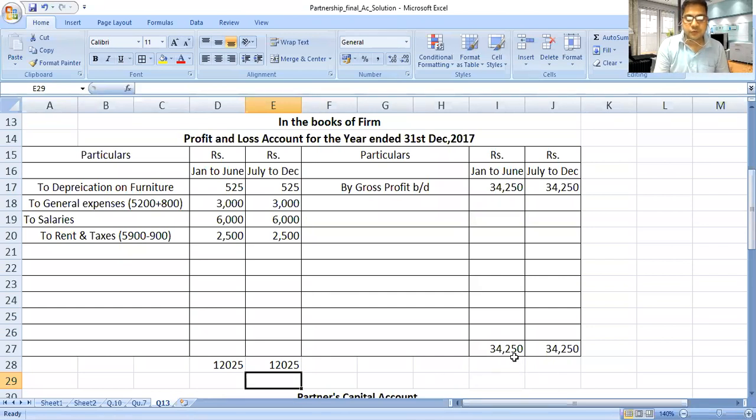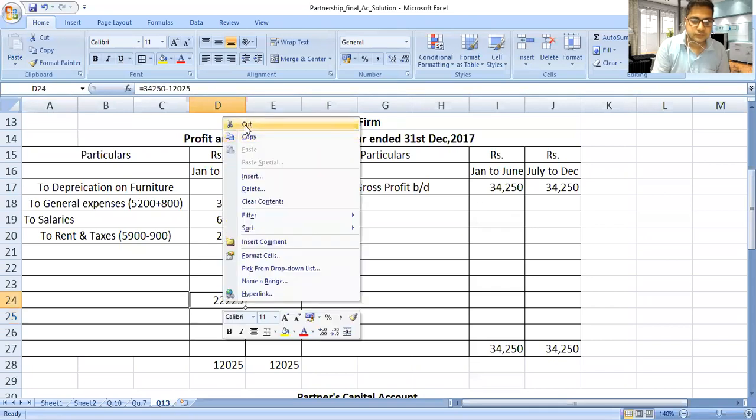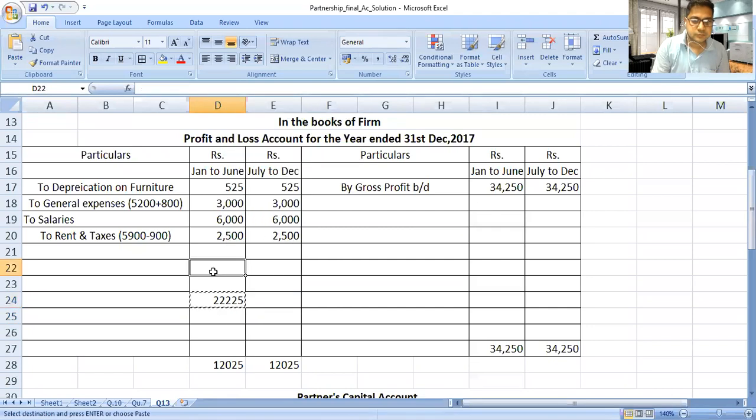Now from 34,250 minus 12,025, the rest of the value is 22,225. Okay, fine. Many of you got the same answer.